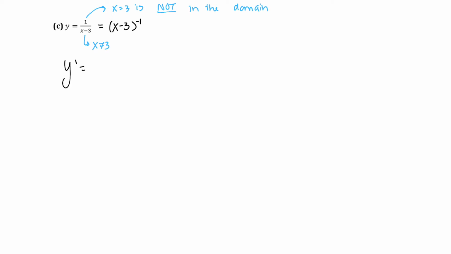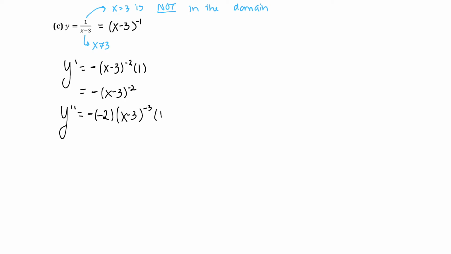So taking this first derivative, we'll bring the negative 1 down. So negative x minus 3 to the negative 2. Derivative of the inside is just 1, because the derivative of x minus 3 is 1. So this is just negative x minus 3 to the negative 2. For y double prime, you get negative negative 2 times x minus 3 to the negative 3 times the derivative of the inside, which is 1. So this is just positive 2 x minus 3 to the negative 3, which would be rewritten as 2 over x minus 3 cubed.